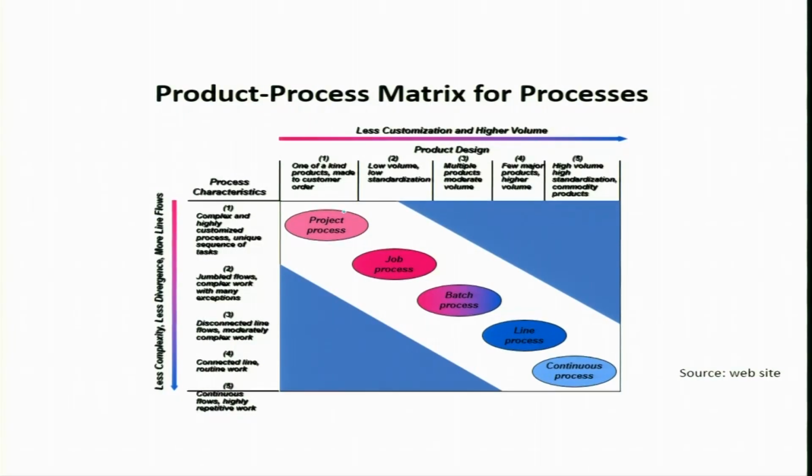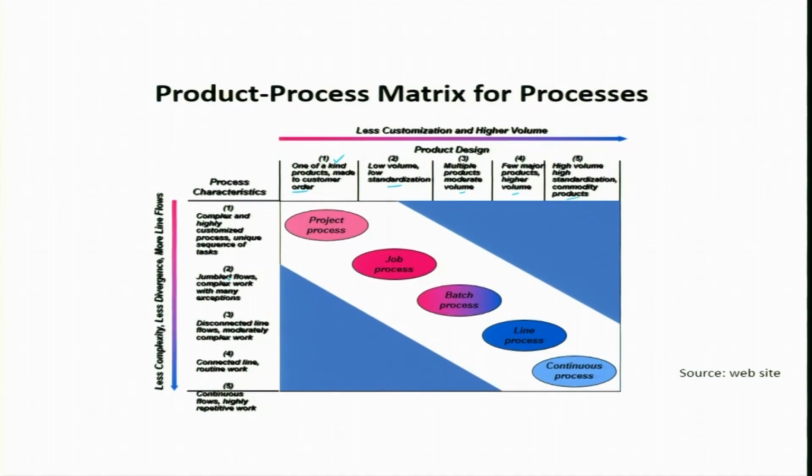As I said, project process is one of a kind, like construction of a ship or a flyover, a unique kind of thing made according to the customer order. Whereas job shop system, low volume and low standardization, high variety. Third is the batch production system, multiple products and moderate volume. Then line processes, mass production system, few major products and high volume, and then continuous production system, high volumes and standardized commodity. As I said, manufacturing of yarn, fabric, refinery and sugar mills etc. are examples of this.